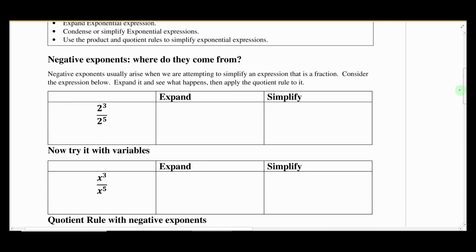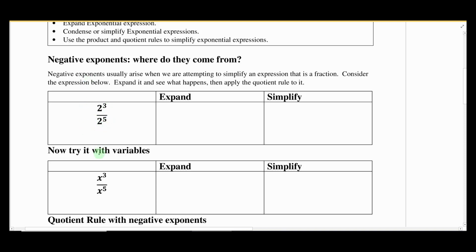So what are negative exponents? Where do they come from? Negative exponents usually arise when we are attempting to simplify an expression that is a fraction. So we're looking at something like this. This is a fraction, and I have a base of 2 being raised to the third power in the top, and a base of 2 being raised to the fifth power in the bottom.